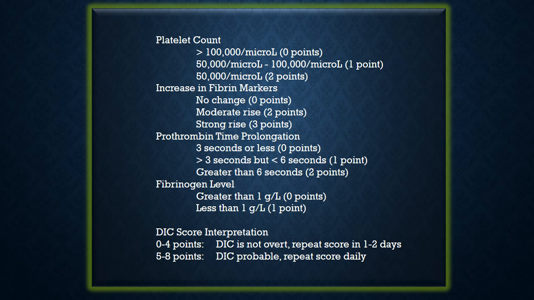Interpretation of the DIC score is 0 to 4 points. DIC is not overt, but we should follow up in 1 to 2 days to make sure that there is no change. If the score is 5 to 8 points, it is likely that the patient has DIC, and we need to rescore them every single day until we see improvement.